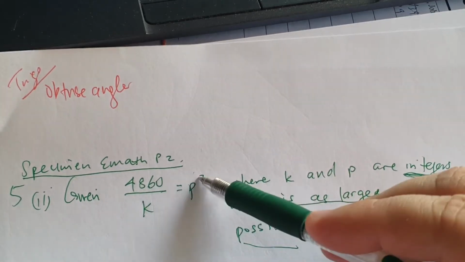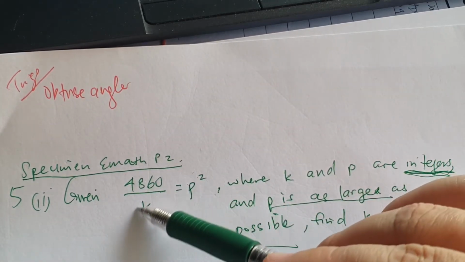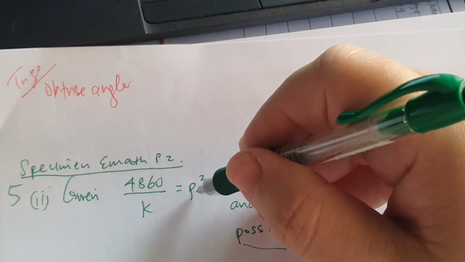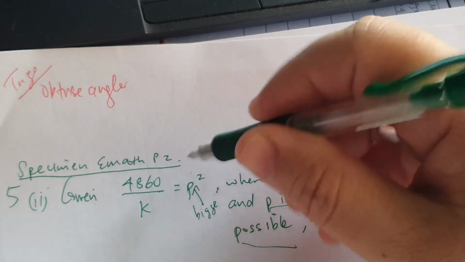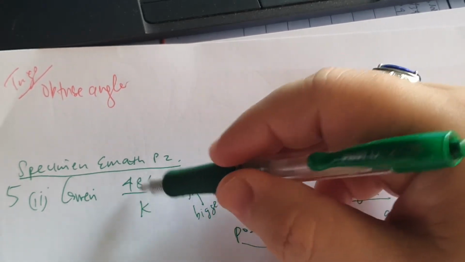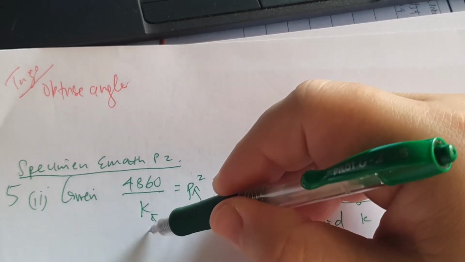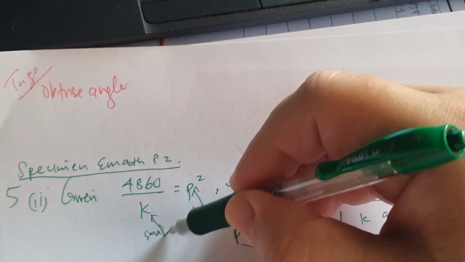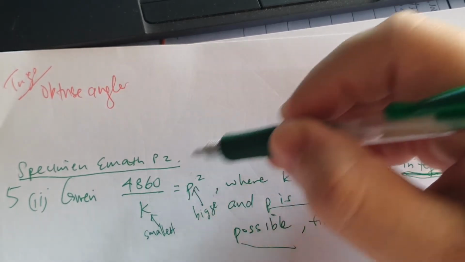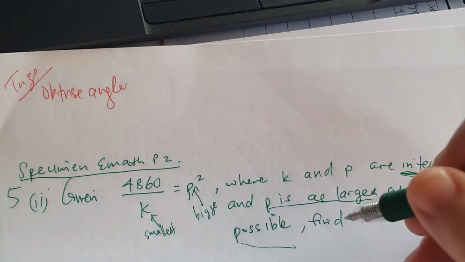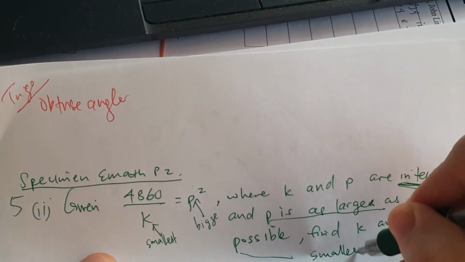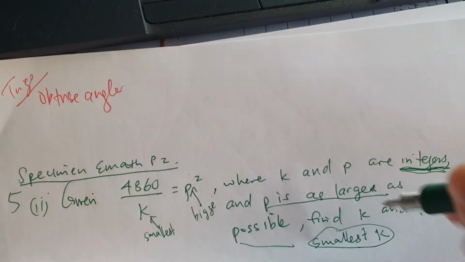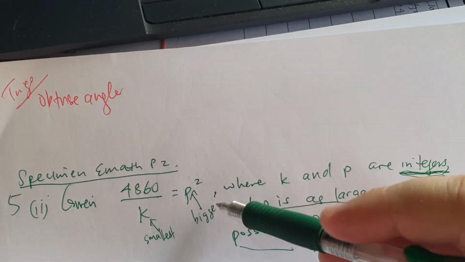So when you square root both sides, this should be the smallest, because if you want to get the biggest, you must divide this by the smallest. So they are actually indirectly telling you that this must be the smallest k. So I can add in here smallest k also. Once you have understood this, we are ready to do the question.